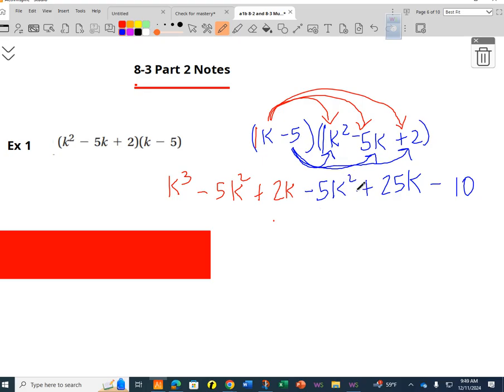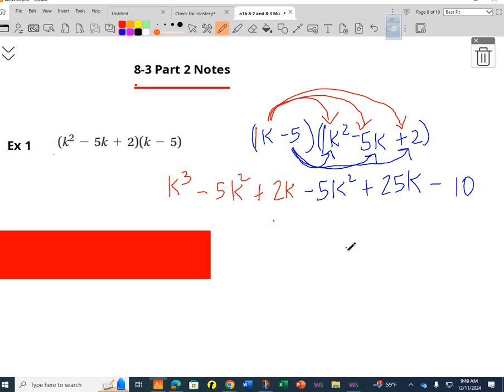Alright, I got a little distracted. I'm going to check my work and make sure. So I did negative 5 times k squared. That's negative 5k squared. Negative 5 times negative 5k. That's 25k. And negative 5 times 2. Okay, I think I'm good. K squared times k, k cubed. Negative 5k. Alright.